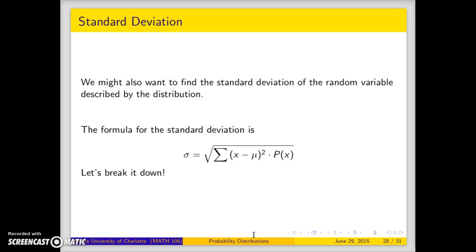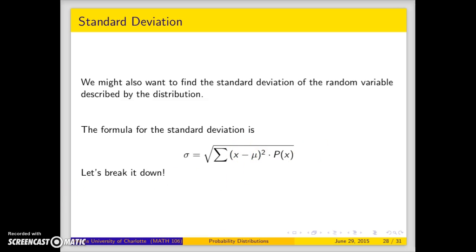And we also want to know about the standard deviation. Here's the formula, and it looks a little complex, but all we have to do is, once we have found the population mean, mu, we take every value of x and subtract the population mean from it, and then square that value and multiply it by the probability. And then you just take the square root of that.